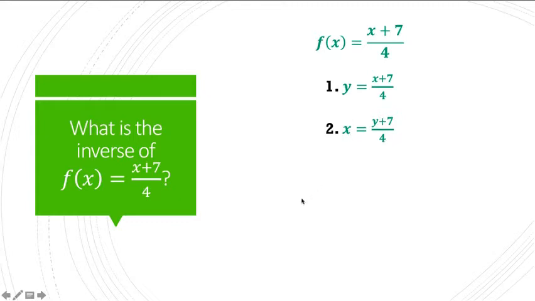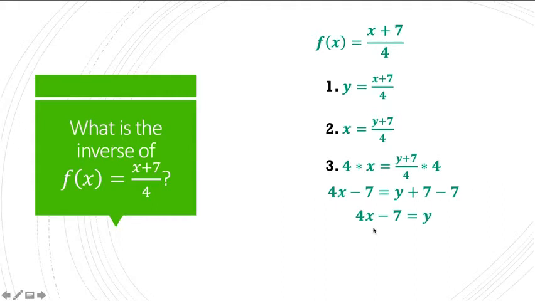And then step 3 is to use my inverse operations to solve. So I would want to start by getting rid of the 4 in the denominator. So I'd multiply both sides by 4, which gets me 4x equals y plus 7. And then I want to subtract the 7. So y equals 4x minus 7 would be my inverse function, but I want to write that in function notation. So I use my f inverse of x equals 4x minus 7. And this would be my inverse function.